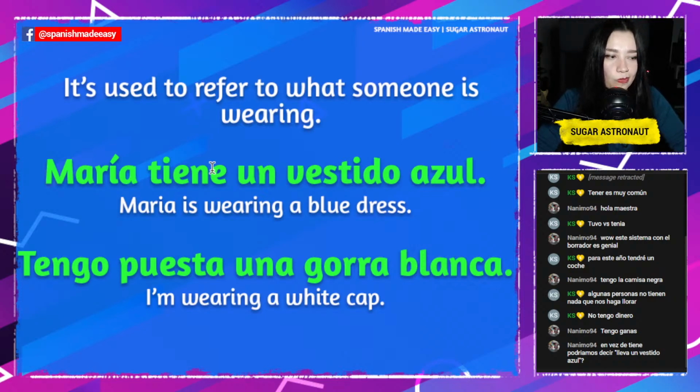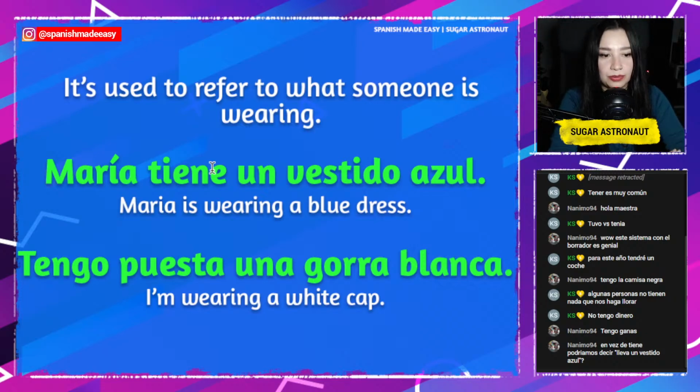Lleva... That is tricky though, because that also means that she is carrying a blue dress. Like she probably is not wearing the dress. Maybe she's just taking it somewhere else. So if you say ella lleva un vestido azul, María lleva un vestido azul, it can work, but it gets tricky because that can also mean that Maria is just carrying a blue dress. So it depends on the situation, maybe.